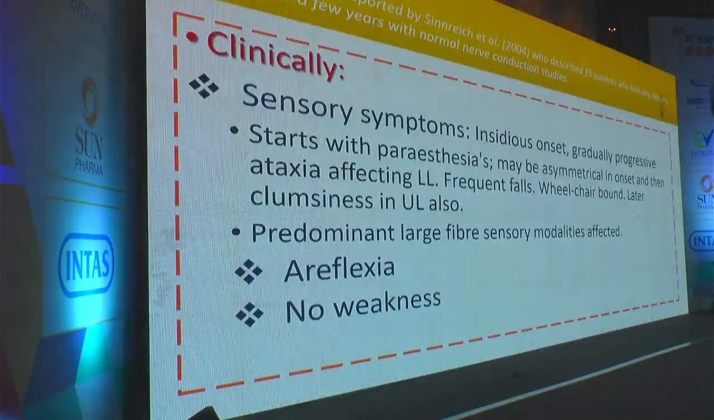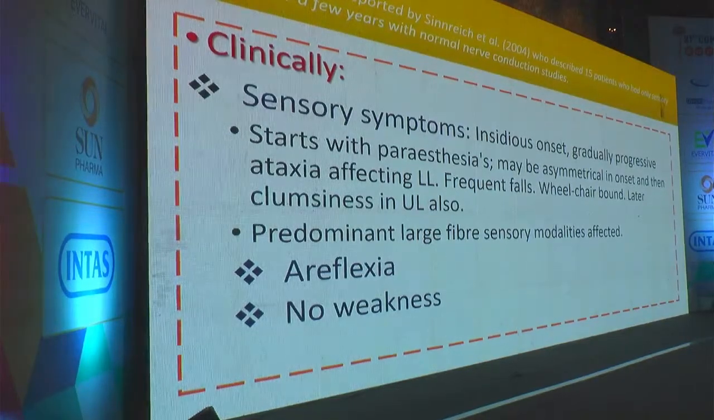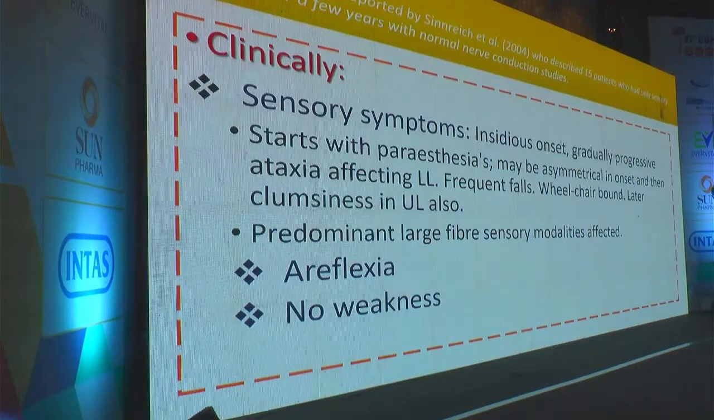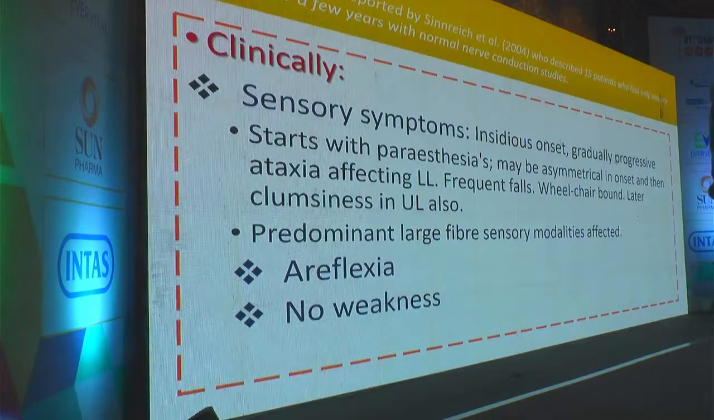So CISP was first described in 2004-5 by Sinerich. These patients predominantly present with slowly progressive paresthesias, dysesthesias, followed by prominent sensory ataxia, eventually leading to frequent falls and wheelchair bound status along with clumsiness in both upper limbs, no weakness, and typically deep tendon reflexes will be absent.